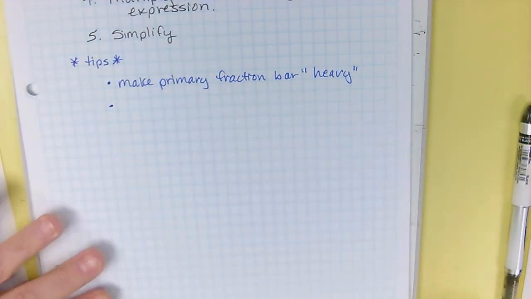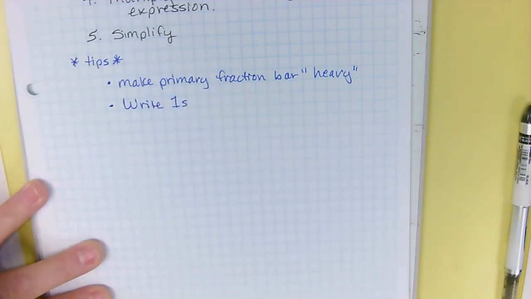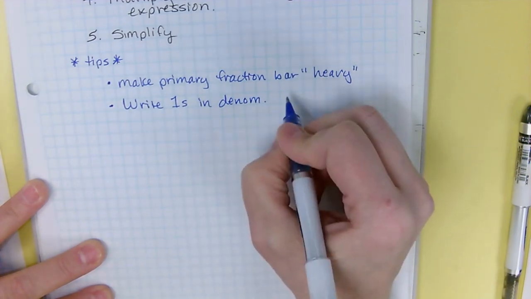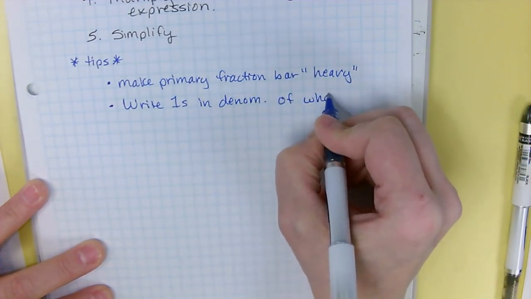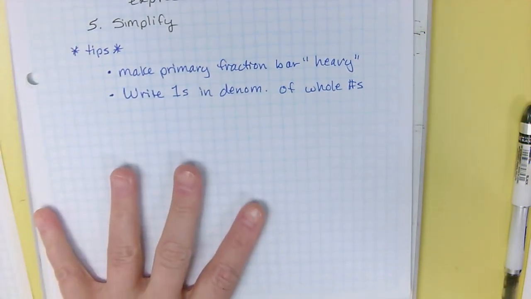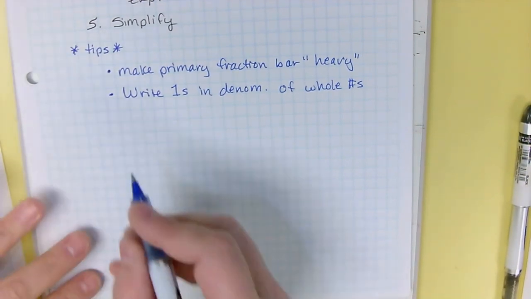Another suggestion is to write ones in the denominator of whole numbers. That way your whole numbers are lined up with the fractions and the tops are together and the bottoms are together. So when you're blending whole numbers and fractions, writing a 1 under your whole numbers kind of helps keep clear what's on top and what's on bottom.